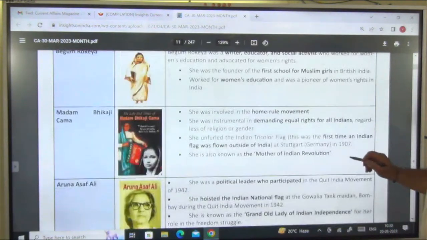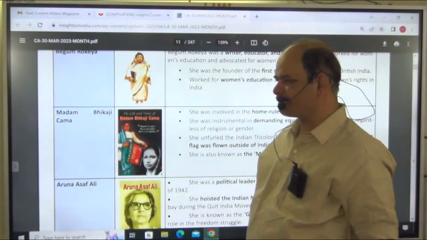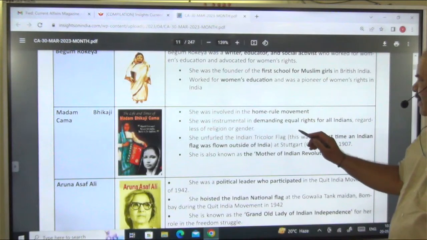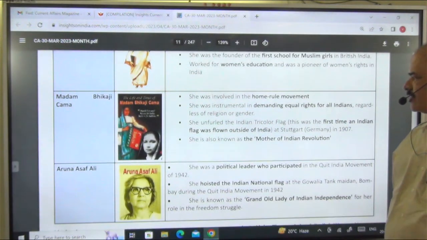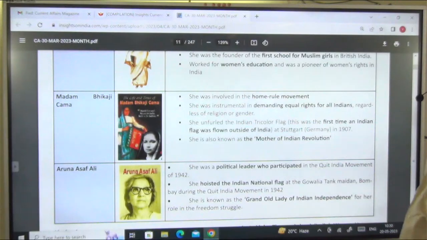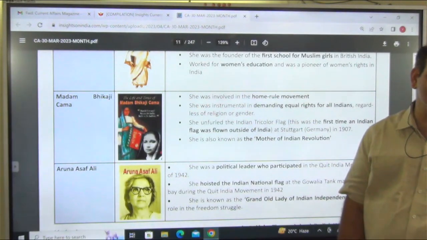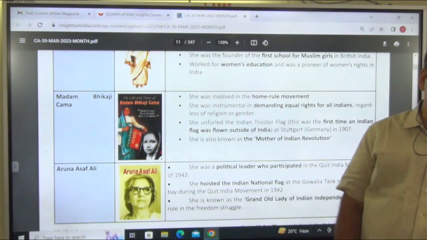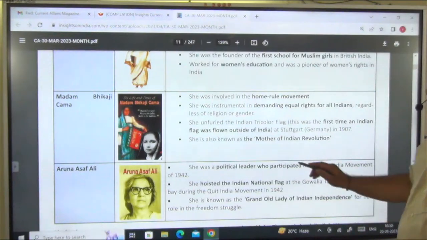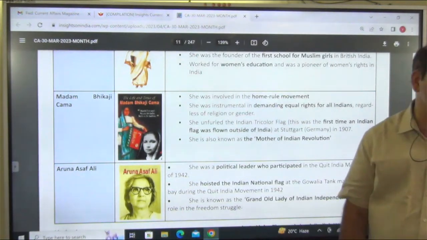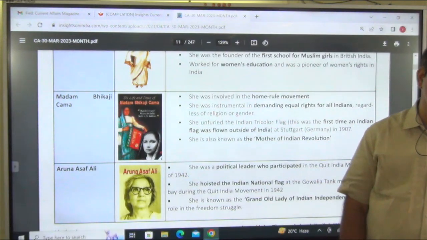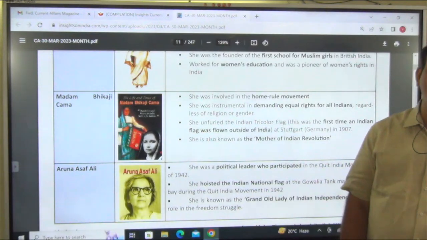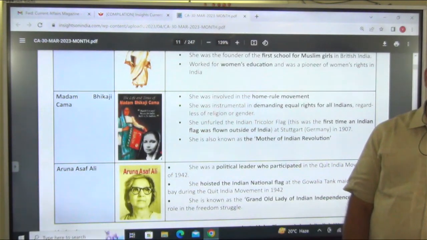Now, Madam Bhikaji Rustom Cama, she was involved in the Home Rule movement, instrumental in demanding equal rights for all Indians, and the first person to hoist the tricolor flag outside India. Of course, that flag was different from the flag which we are now using. She is also known as the mother of Indian Revolution.